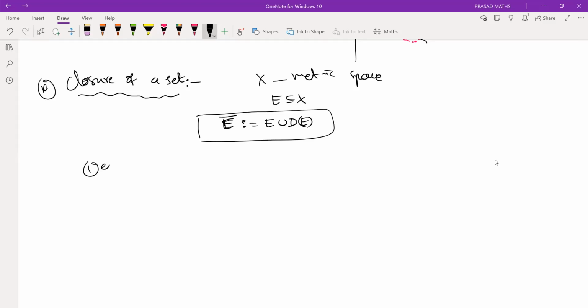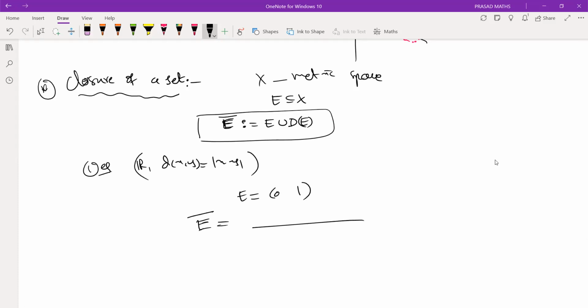So suppose you can take an example, R with respect to the usual metric, for understanding purpose. Start with the simplest example. You are asked to find what is the closure of the set. What is the closure of the set?